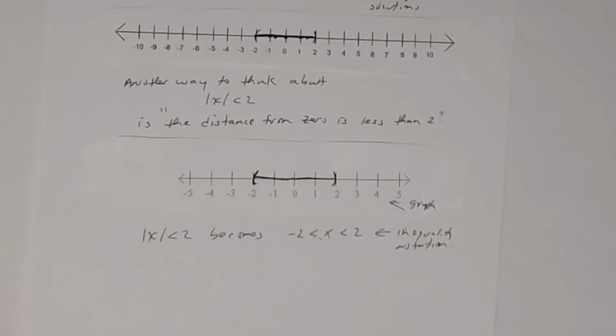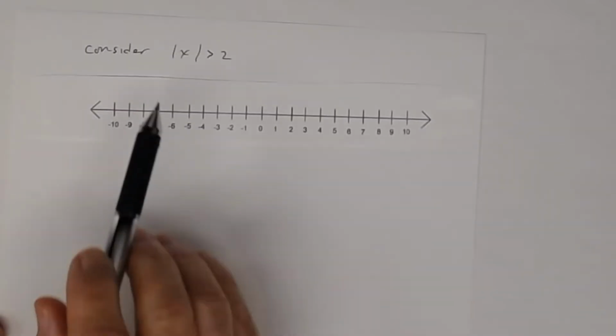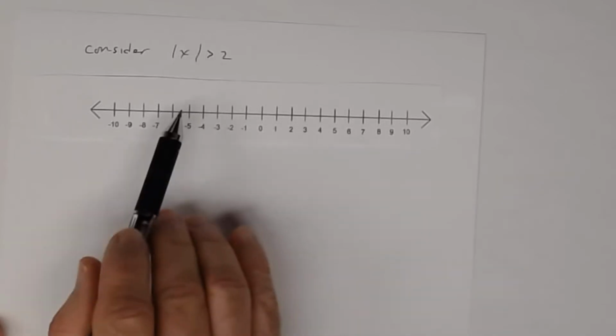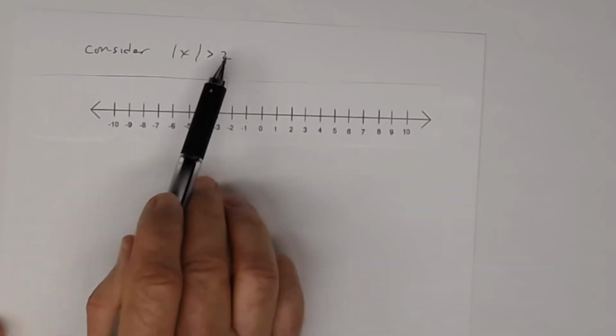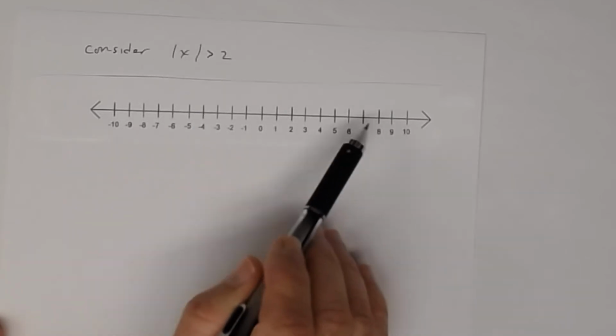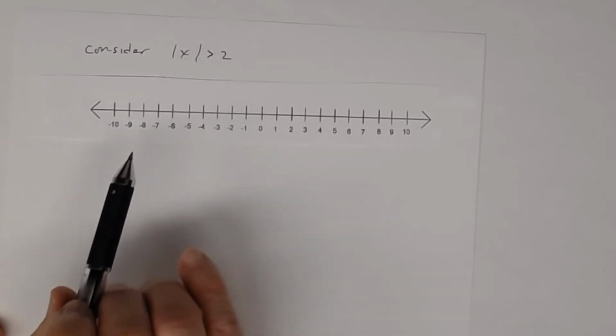So let's look at greater than. Now consider the absolute value of x is greater than 2. So let's kind of guess at our solution. I want you to recognize that you're going to have an infinite number of solutions here as well, because there's an infinite number of x whose distance is greater than 2.